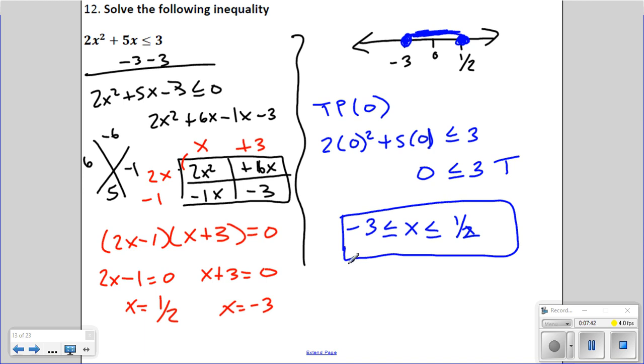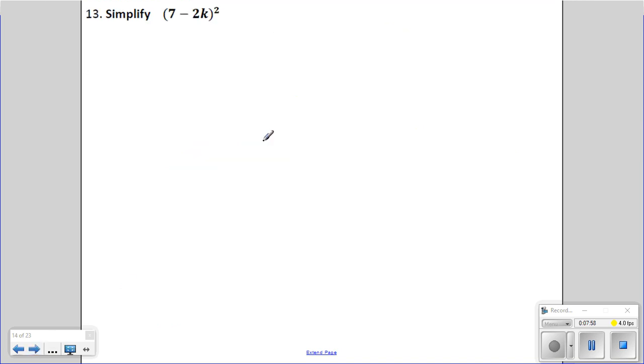So the graph is not necessary as far as your grade is concerned, but it is useful to you to make sure you write the solution correctly. Number 13 wants us to simplify this, so let's expand the parentheses first.